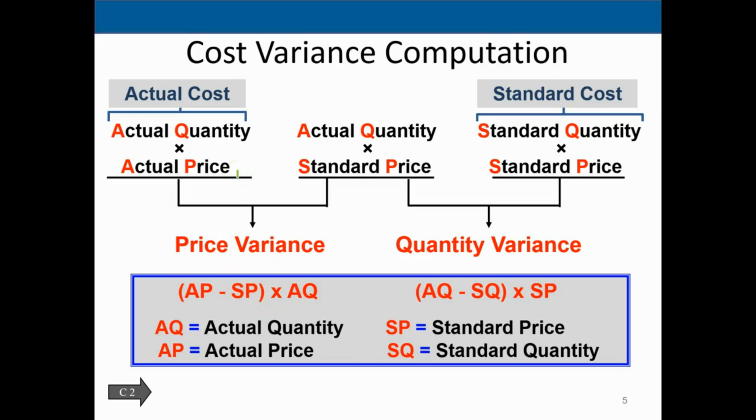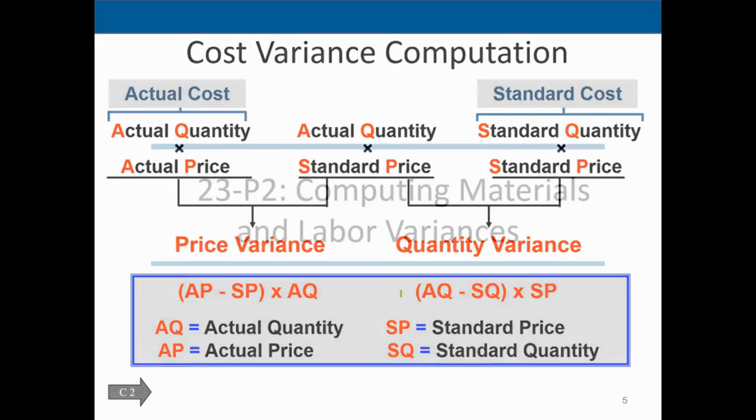It's taking what is different up here, the actual price less the standard price per unit, and multiplying it times what is the same, which is the actual quantity. And we could do the same thing over here. We could take the actual quantity minus the standard quantity and multiply that by the standard price. So we're taking the actual quantity and the standard quantity, the things that are different, and multiplying it times the one that is the same. And this will be a quicker formulaic way to do this type of calculation.